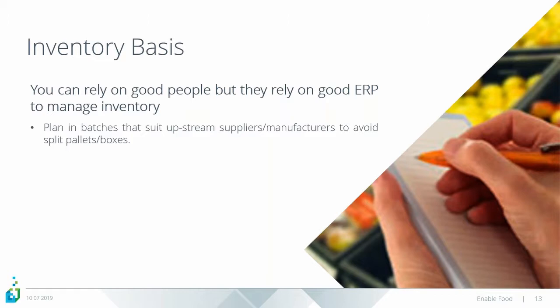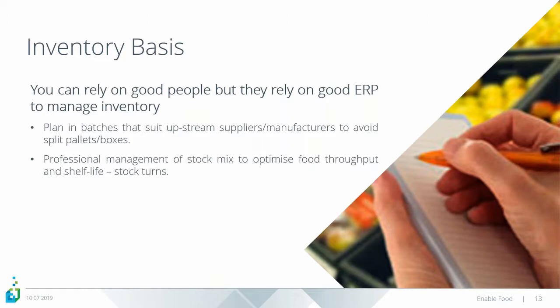get damaged, stolen, whatever. So typically in most manufacturing environments, you're always trying to order upstream, in other words, from a supplier, something that is convenient to the pack size that they produce, rather than just the number you need. And that avoids all the split pallets and boxes.